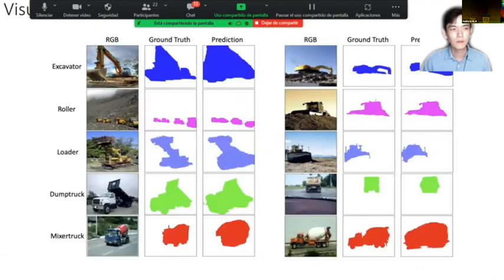And here is the visualization of the AIM dataset results. The middle column is the ground truth human annotated labels, and the right column is the prediction of our trained segmentation models. As you can see, the model is actually able to capture some of the really fine details of the objects.